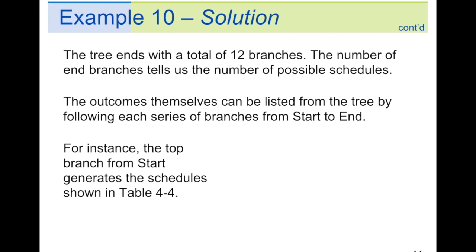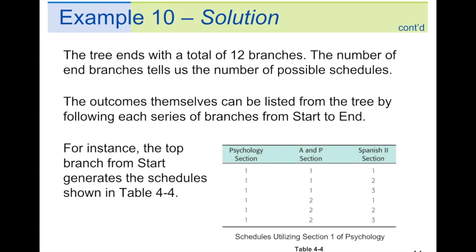The outcomes themselves can be listed from the tree by following each of the branches from start to end. For instance, the top branch from start generates the schedules shown here. So if we just went with the psychology section 1, here are all the possibilities. You can choose A and P section 1 and then Spanish section 1, 2, or 3. Or if you chose A and P section 2, you would also have a choice of 1, 2, or 3. So this is half of what the table looked like. It would look identical on this side with all these being 2s for the second part.